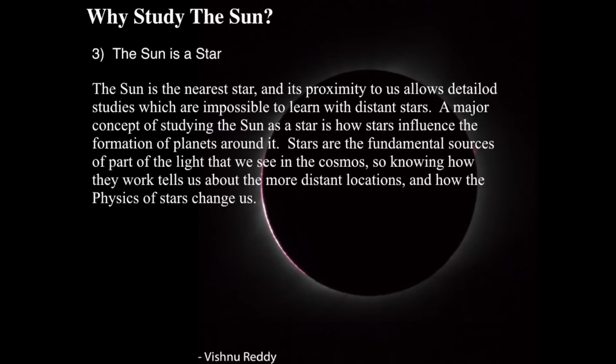Third, the sun is a star. While the first two are really important in terms of very practical aspects for life on Earth, the third one is the nature of astronomy, of course. Since the sun is the nearest star, it allows us to understand details about other stars. So it's the metric by which we judge all other stars, and understanding how stars work starts with the sun.